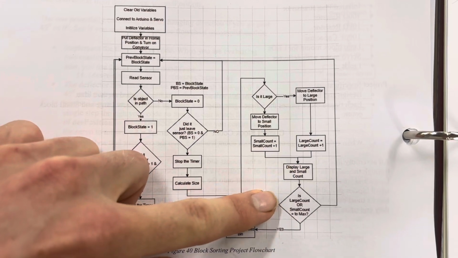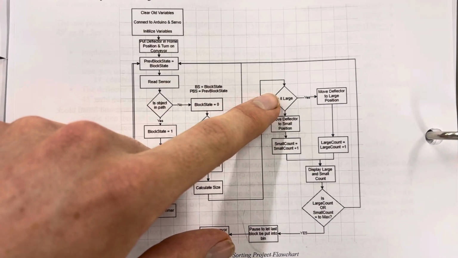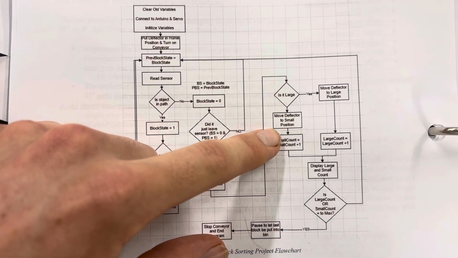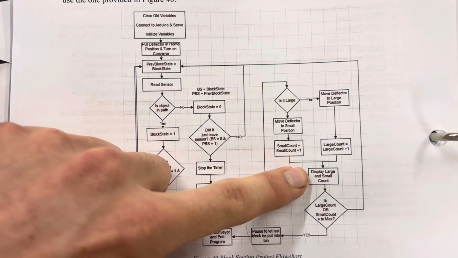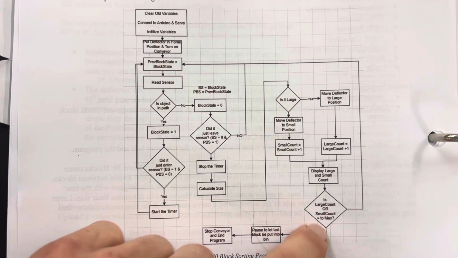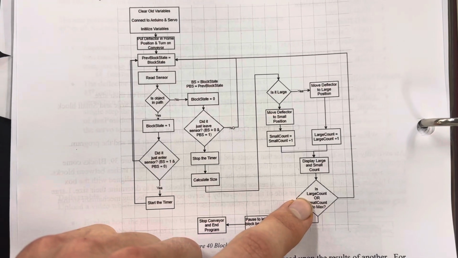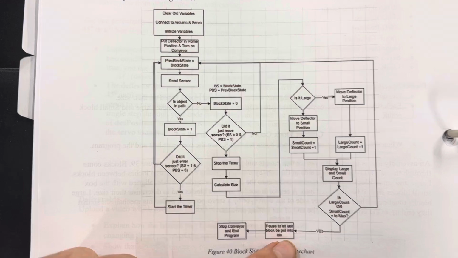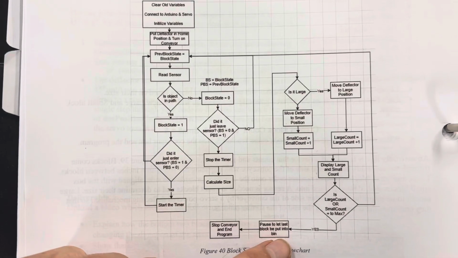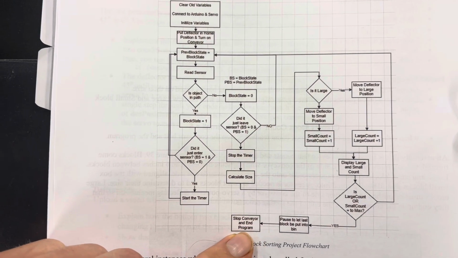We're going to increase the large count, display the large count. Now if the block isn't large, so it's small, has a smaller length, display this, add to the small count, display the small count. And now we end up here. If either large or small count are greater than 5, we wait until the final block moves past, and then we stop the conveyor.